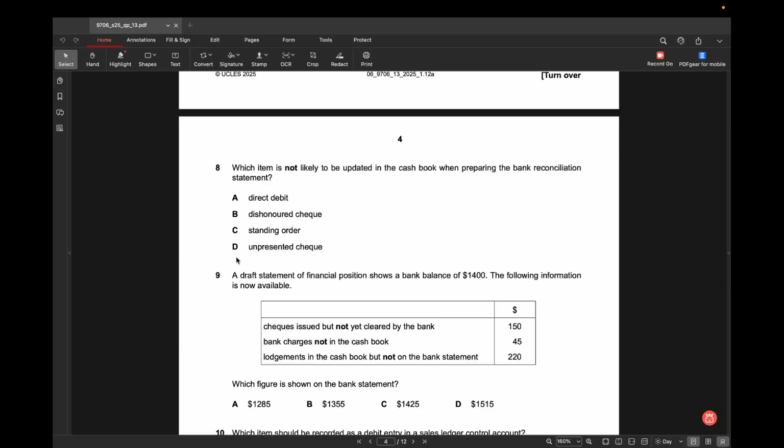Okay, and then the next one is unpresented check. An unpresented check is recorded in the cash book and not in the bank statement. So I have already recorded that in the cash book, so we don't have to update that in the cash book. So the correct answer out here is D, because an unpresented check we do not update in the cash book, it is already recorded in the cash book.